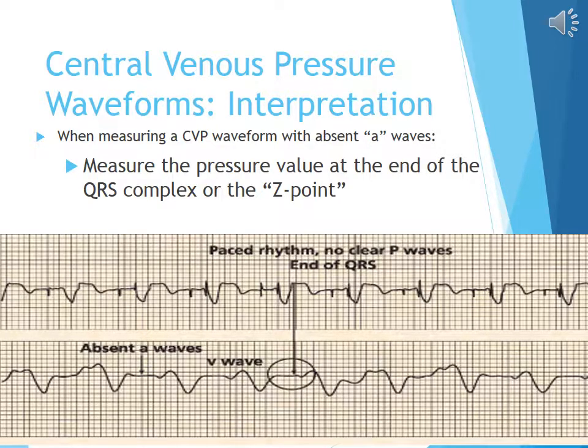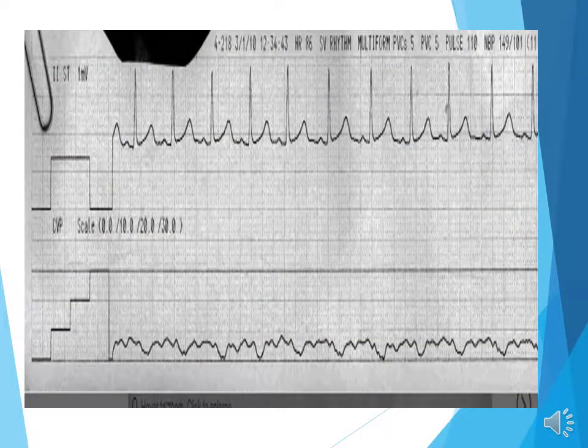This is another visual of finding that Z-point. So we're measuring the CVP waveform with absent A wave. So this is a paced rhythm. There's obviously no clear P waves. So you just go from mid to late QRS, line that up, and that's your Z-point. This is just another visual so you can kind of get used to what the CVP waveforms look like.